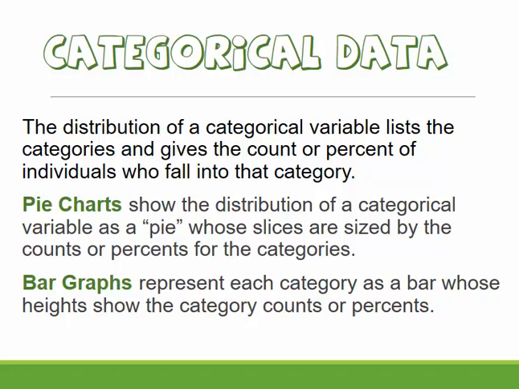So let's look now at what are probably the two most popular ways to display your data if it's categorical. Okay? So you only use a pie chart or a bar graph if you have categorical data. If it's quantitative data, we've got to do something else.